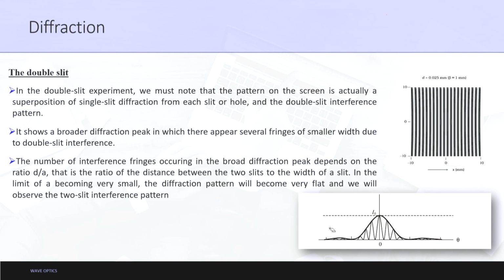So, what does it say? Let me iterate it. In the double slit experiment we must note that the pattern on the screen is actually a superposition. Please look over this line very carefully. In the double slit experiment we must note that the pattern on the screen is actually a superposition of the single slit diffraction. So, it is nothing but single slit diffraction plus single slit diffraction.